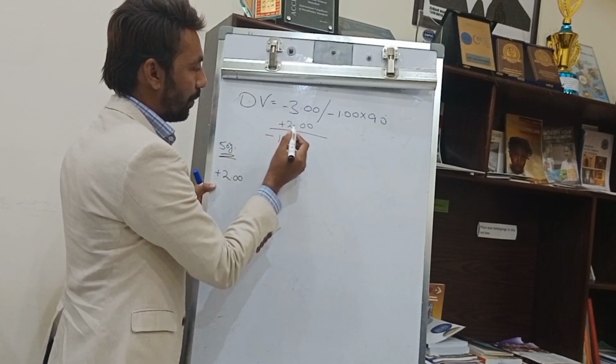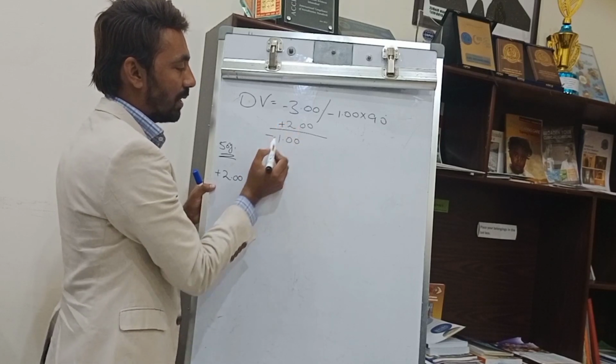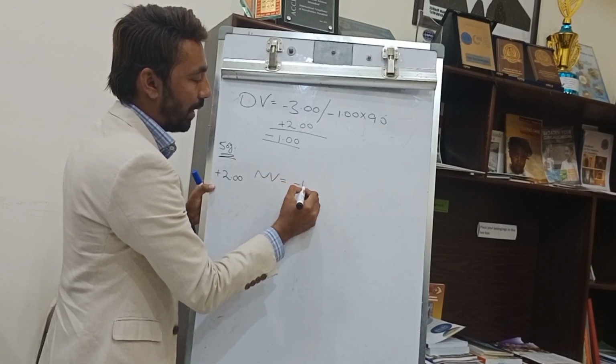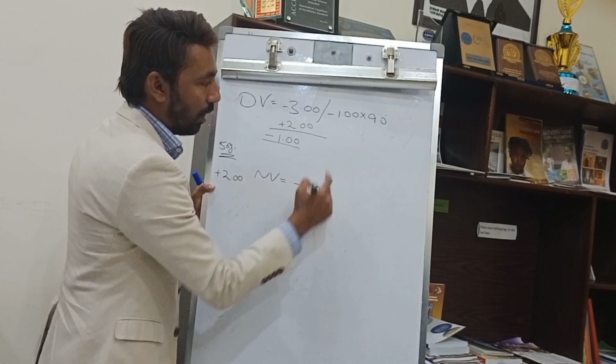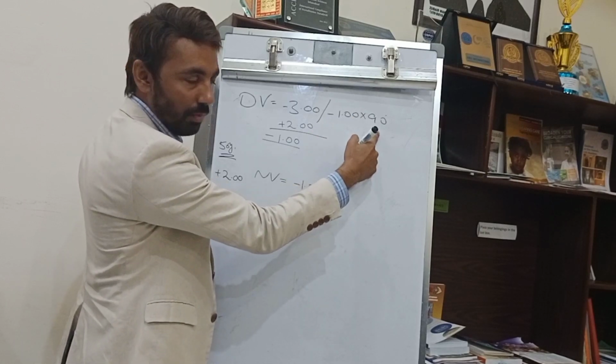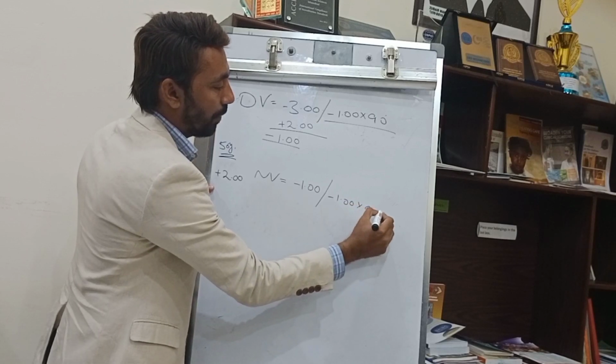So when we add this +2 into -3 algebraically, the answer is -1. So the near vision correction would be -1 spherical with the same cylinder and with the same axis. We have nothing to do with the cylinder, and we will write as such.